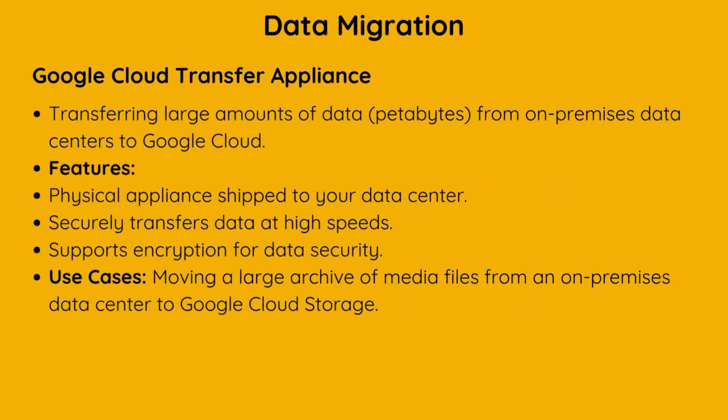Google Cloud Transfer Appliance: transferring large amounts of data, petabytes, from on-premises data centers to Google Cloud. Features: physical appliance shipped to your data center. Securely transfers data at high speeds. Supports encryption for data security. Use cases: moving a large archive of media files from an on-premises data center to Google Cloud Storage.